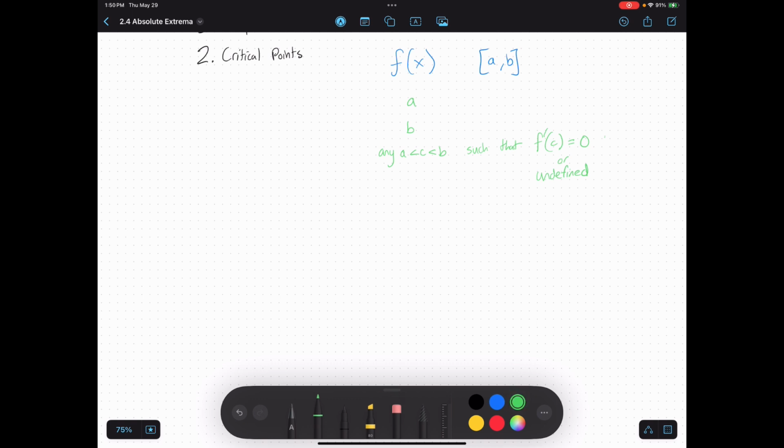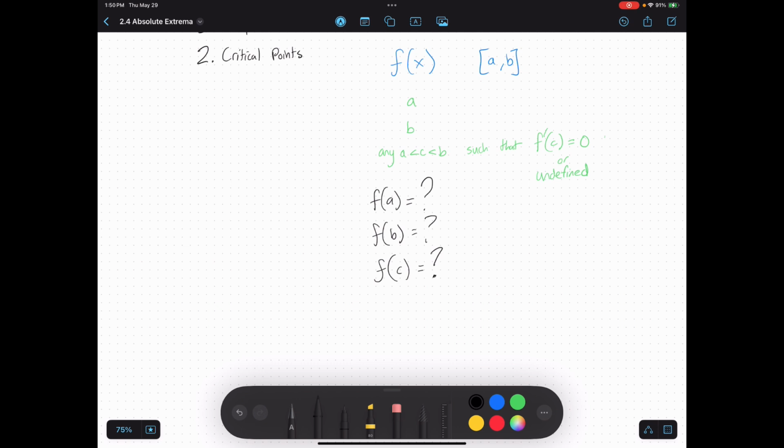So to test this out, all I'm going to do is find what the function value is at A, what the function value is at B, and what the function value is at any of your critical points that are within your interval. Whichever one has the highest function value is your absolute maximum, and whichever one has the lowest function value is your absolute minimum. And that's all there is to absolute extrema.